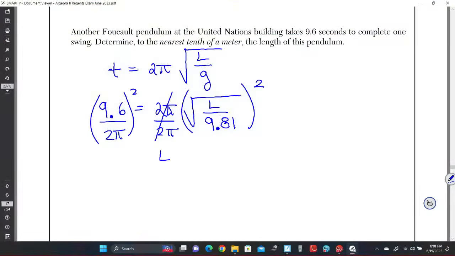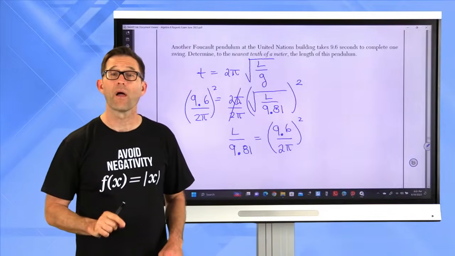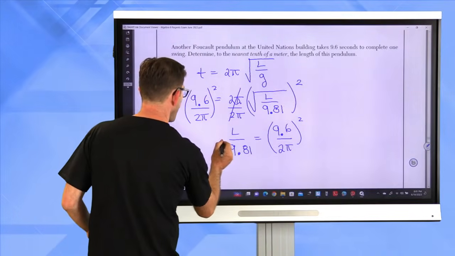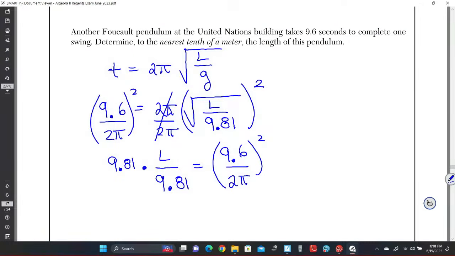And again, nope, not going to do it. Not going to even think about doing it. If you want to, more power to you, but I'm just going to leave this like that. And finally, to solve for L, I'm simply going to multiply both sides by 9.81.